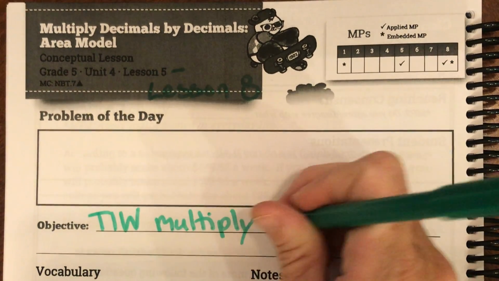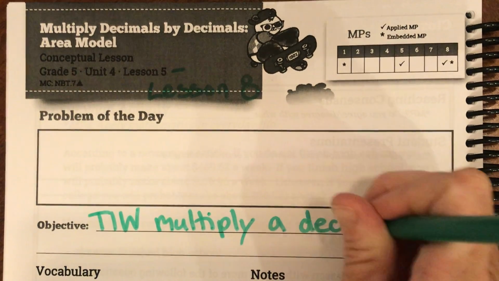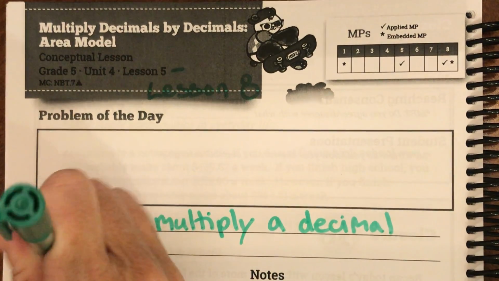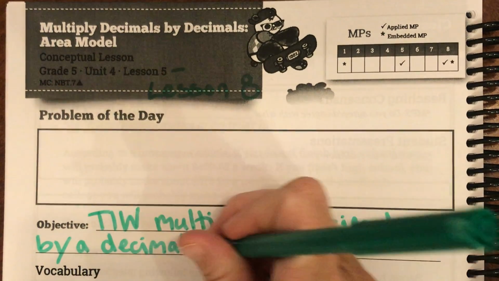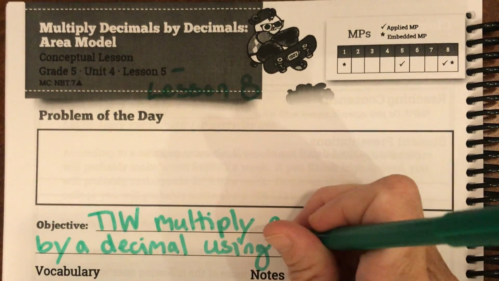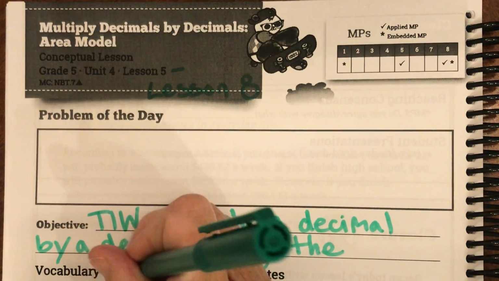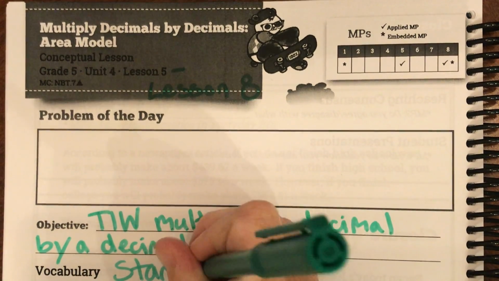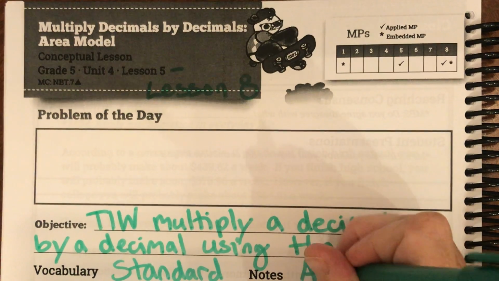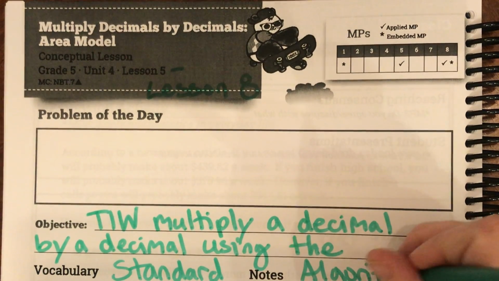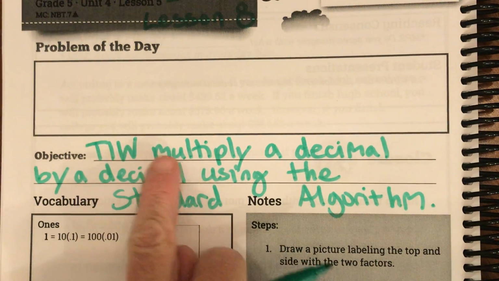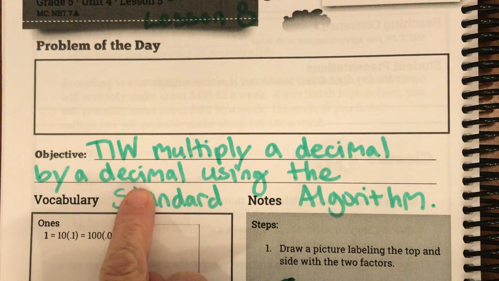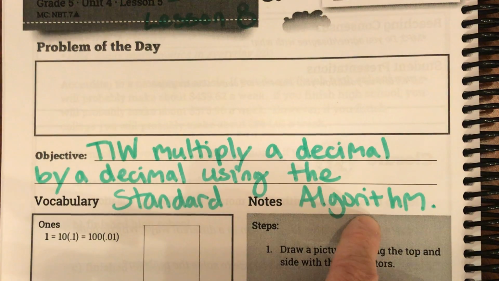Okay, our objective today is, today I will multiply a decimal by a decimal using the standard algorithm. Okay, so let's look at that again. Today I will multiply a decimal by a decimal using the standard algorithm.